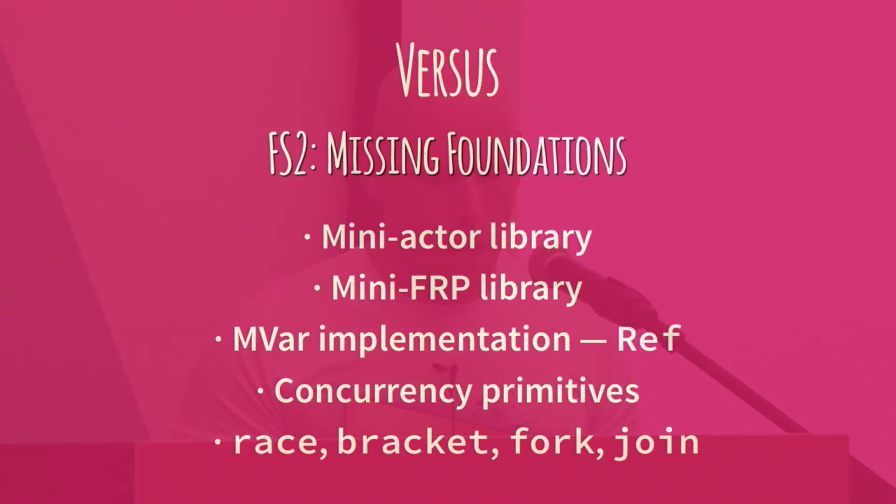And I actually think that FS2 is a really good streaming library, but nonetheless, it's a sign that we have some work to do in the Scala community. The primitives, the foundations necessary to build software like FS2, do not exist inside the Scala ecosystem, so it had to build a lot of these things itself. And that's reflected in the source code. It has a mini actor library, a mini FRP library. It has an MVar implementation. It has concurrency primitives. And some of these are actually leaky. It had to build all this stuff because it didn't exist inside the Scala ecosystem, which is a problem we need to fix.